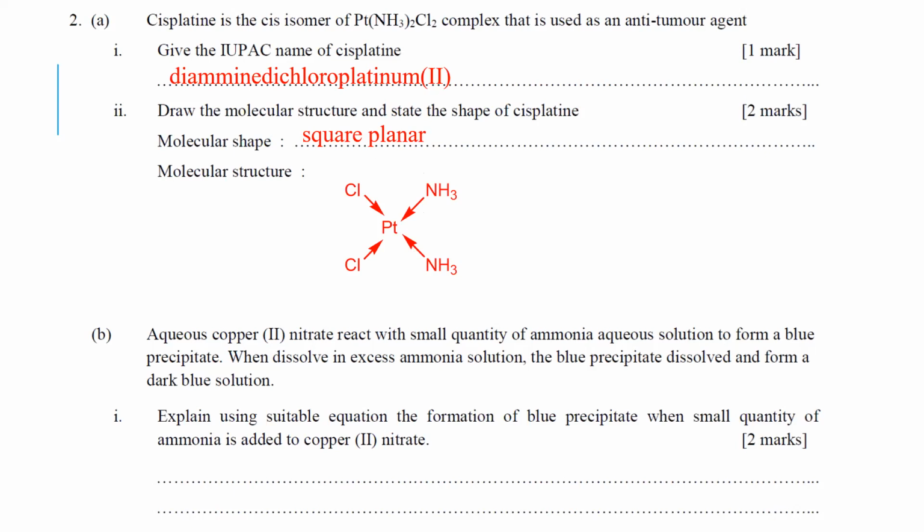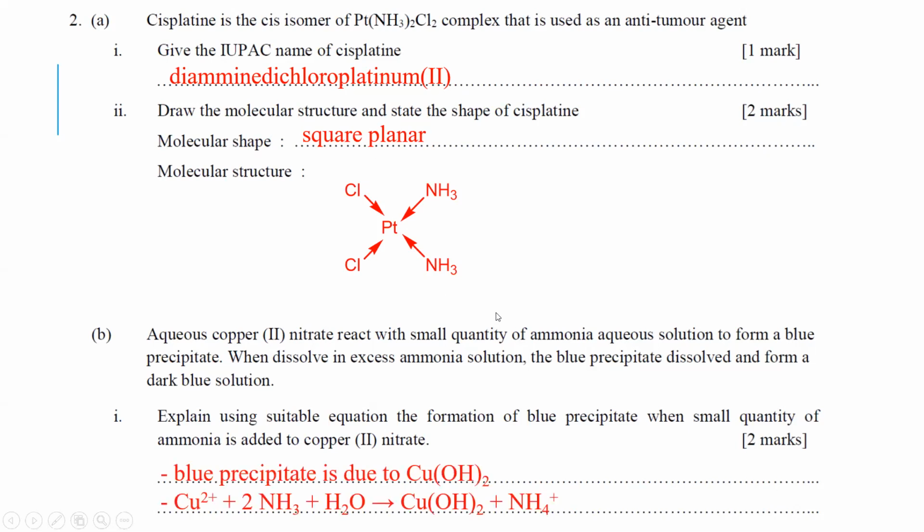Number B, aqueous copper(II) nitrate reacts with a small amount of ammonia solution to form a blue precipitate. When dissolved in excess ammonia, the blue precipitate dissolves to form a dark blue solution. Number 1, use a suitable equation to explain the formation of the blue precipitate. The blue precipitate is due to the formation of Cu(OH)2. According to the equation, Cu2+ plus 2 ammonia in aqueous solution forms Cu(OH)2 plus NH4+. That is the reason why you see the blue precipitate here.